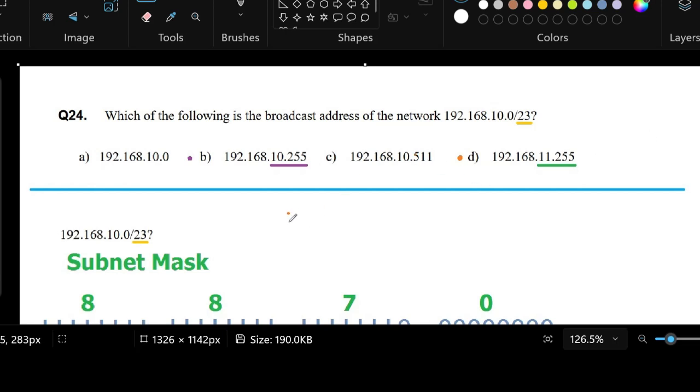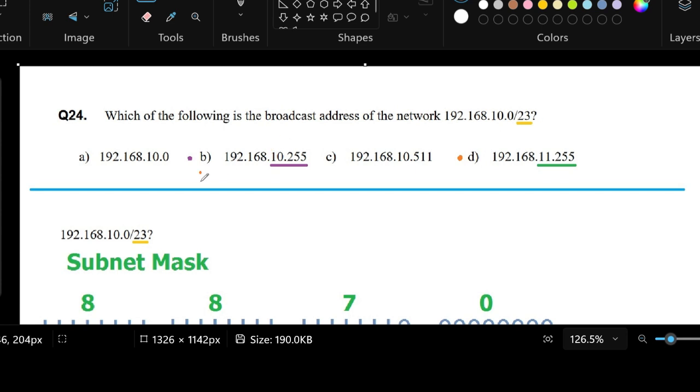Question number 24 of the PhilNITS FE morning portion of the exam. In this question, we are being asked, which of the following is the broadcast address of the network 192.168.10.0/23? Okay, so how do we choose which one is the correct answer?